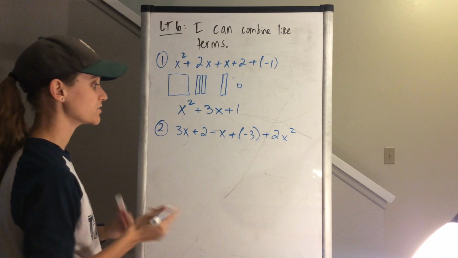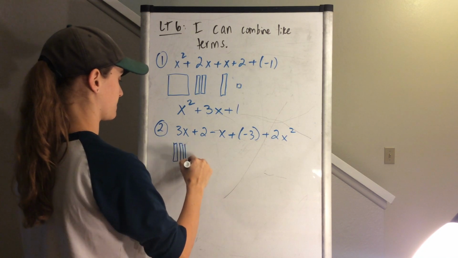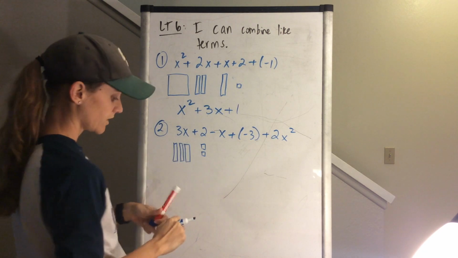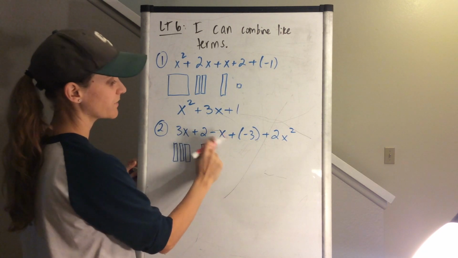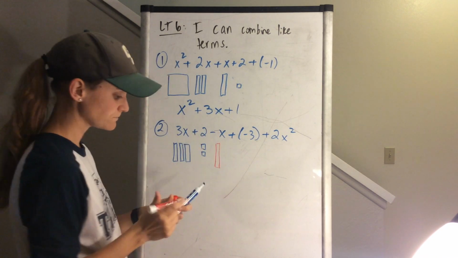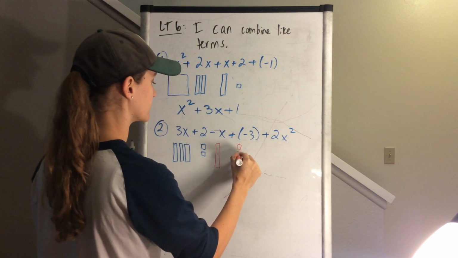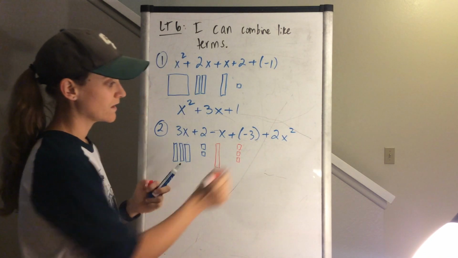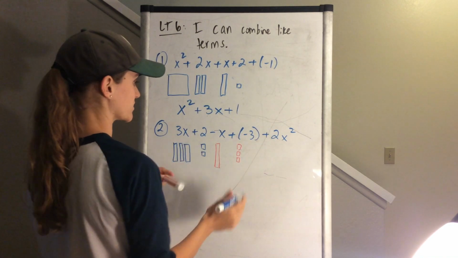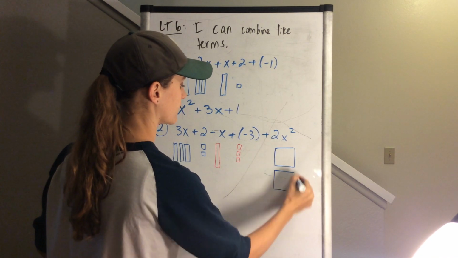Alright, same idea with number 2. I have 3 x's, so that's the skinny ones. I have plus 2, which are the 2 units. Here I have -x. Remember, you have to pay attention to that negative in front. So that means I have a red skinny one. Here I have -3, which means 3 of the little red units. And over here I have 2x squared, which means I have 2 of the x squared tiles.